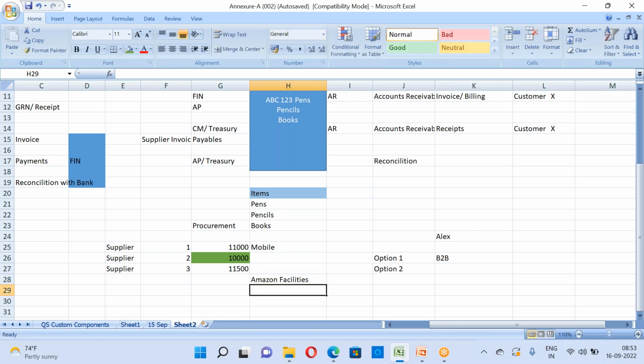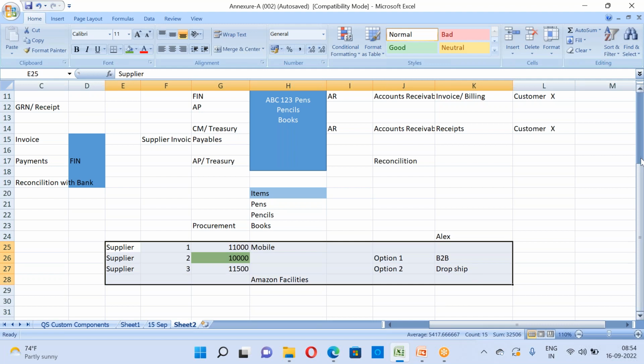Once it is received into their facilities, from Amazon facilities, Amazon may ship to you according to the requirement. So it is another concept called dropship. These are two different processes, and you should just be aware of them.